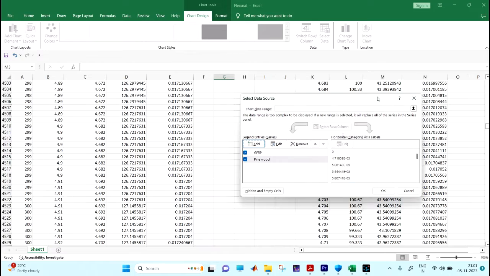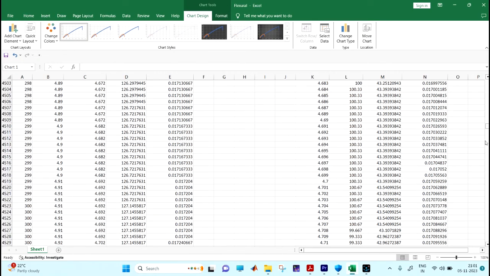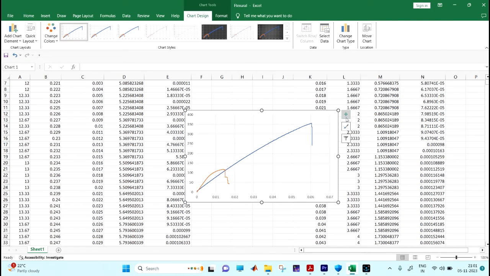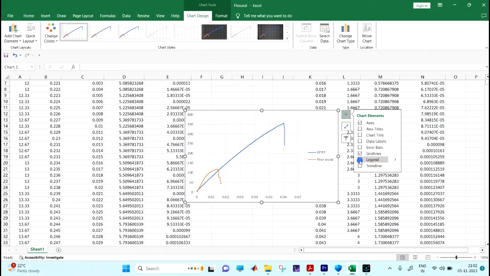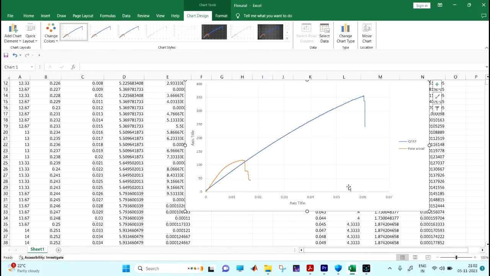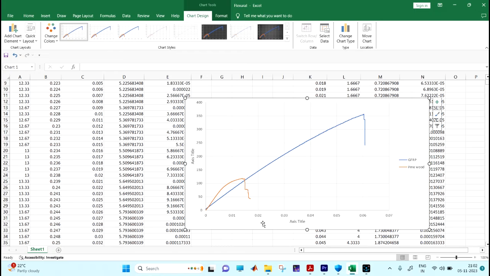Okay, we have plotted. Let's see. Okay, axis title and legend. We are expanding it. Okay, so these are the stresses and these are the strain, and you can see the comparison between the pine wood and GFRP. I don't want to plot it together, but okay, let's see the difference between the wood and the glass fiber reinforced polymers.